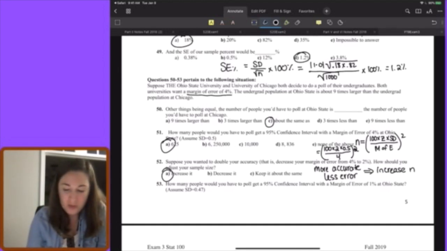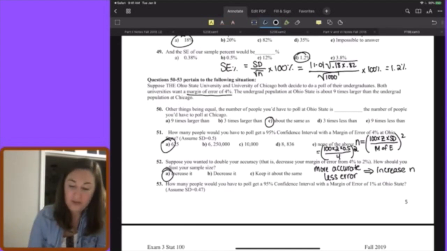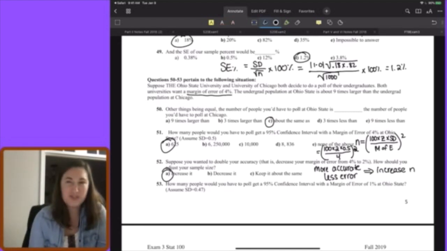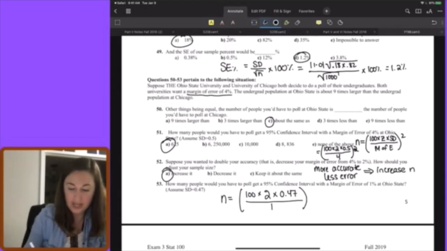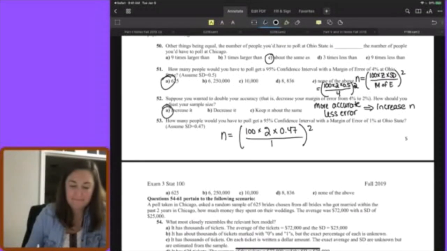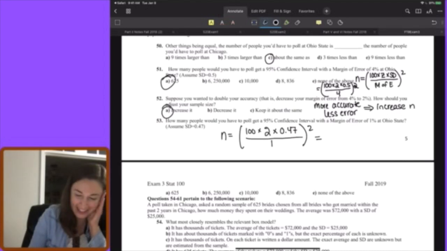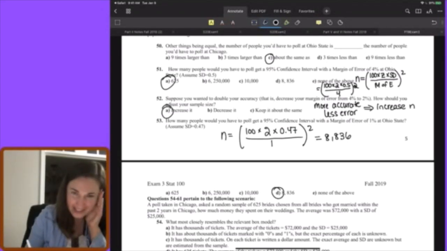53 says, how many people would you have to poll at Ohio State to get a 1% margin of error? And now they're saying assume your SD is slightly different. So again, I'm going to use that quick formula. I have 100 times, my z-score is still 2. My SD now is 0.47, and the margin of error is 1%. And this should give me, have to do math again. It should be D, 8,836.